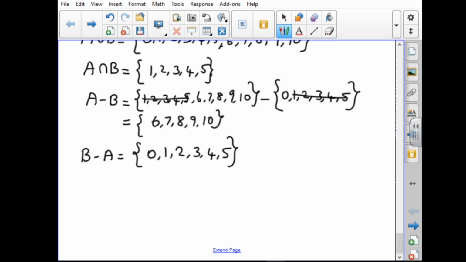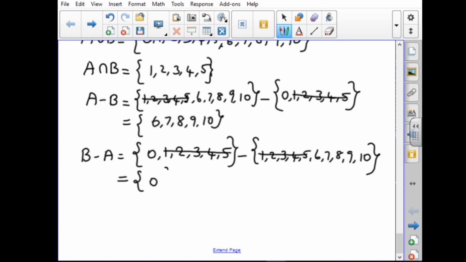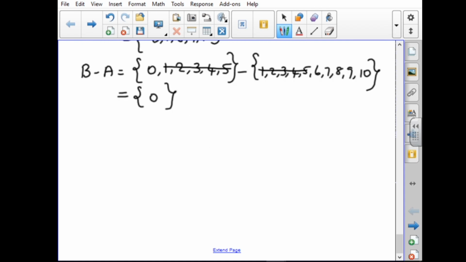Okay, then difference from 1 2 3 4 5 6 7 8 9 10. Okay, so from 1 to 5, here also 1 to 5 they cancel, so b difference a is equal to 0. Okay, any doubt?